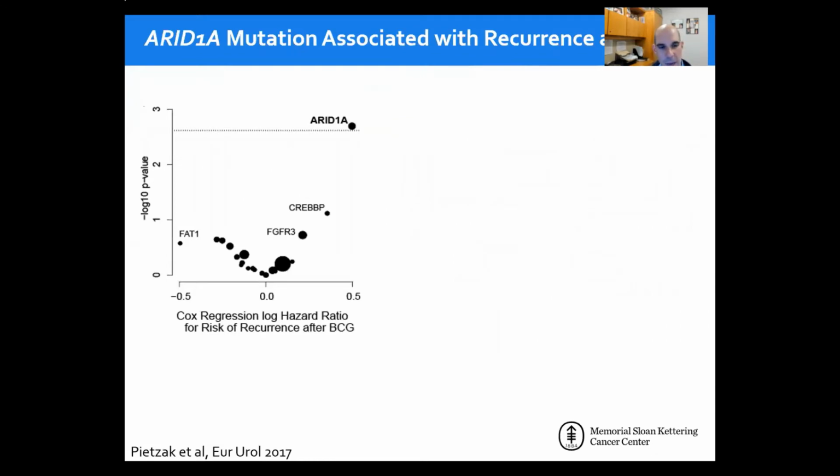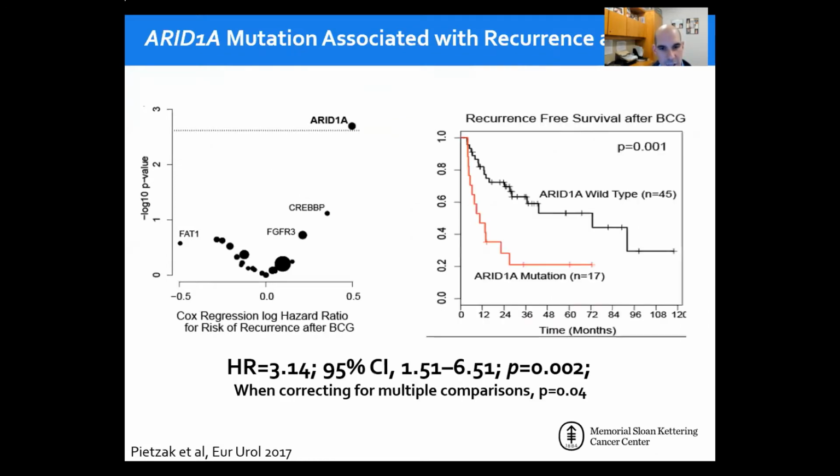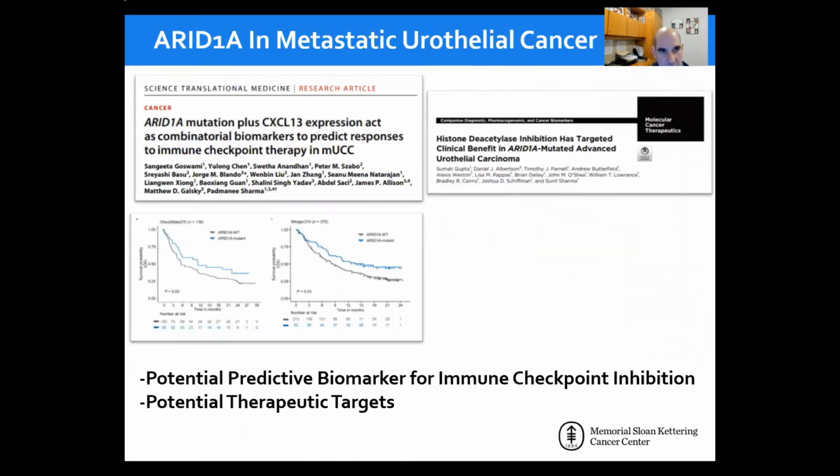ARID1A is a chromatin modifying gene, just to highlight. In our investigation looking at predictors of response to BCG, ARID1A was the only gene out of the 341 that we assessed that was associated with a risk of recurrence with BCG, certainly earlier recurrence, even when correcting for multiple comparisons. This appears to be independently validated at this point in time. However, the functional ramifications of this are still unknown and still being investigated, and this work is ongoing.